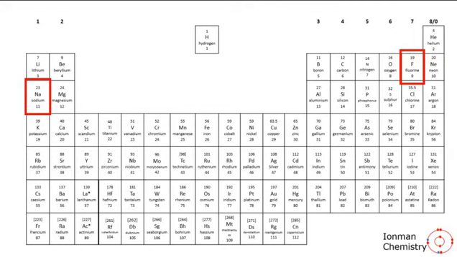Now, elements are arranged in this way, and it means that all elements, for example, that have 1 electron in their outer shell go in group 1, and they all have very similar properties to one another. All the elements with 7 electrons in their outer shell go in group 7, and again, they have very similar properties to one another.